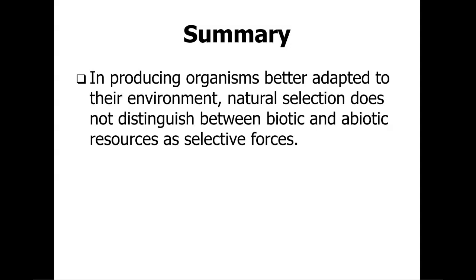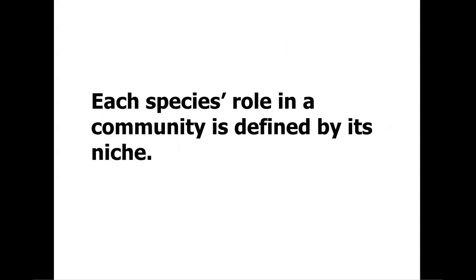So it's basically going to enable each species to become more adapted to others. Examples, you can have, like we said, that 11-inch long tongue of that moth feeding on the 11-inch long nectar tube of the orchid. So each species is going to have a role in a community that's going to be defined by its niche.